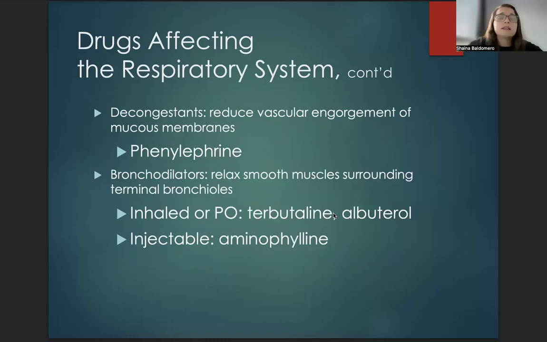Okay, y'all, before we get into this next slide, for more drugs in the respiratory system, we are going to take a short break here. So I am going to pause the recording and we'll resume when we come back from that break.